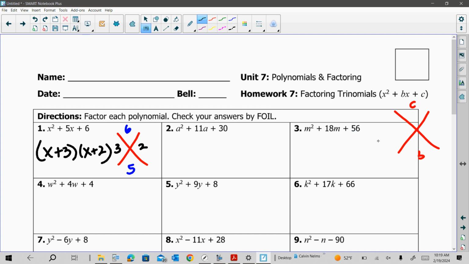So like on 3, when I set this up, 56 is at the top and 18 is at the bottom. So I want factors of 56 that would have a sum of 18. If you have that orange paper, you can just go straight to 56 and look at all those numbers that are the factors.